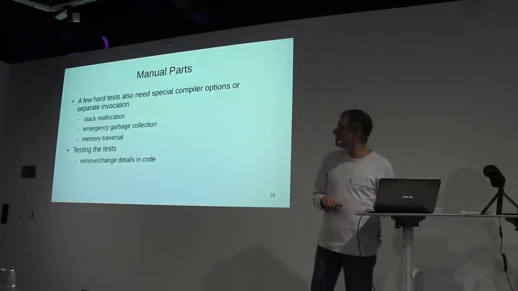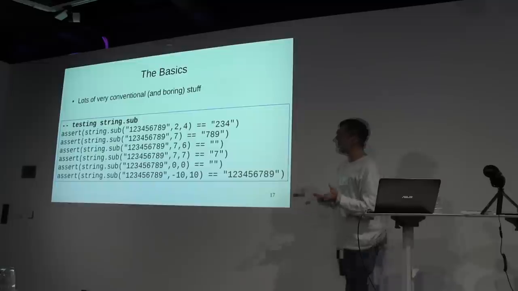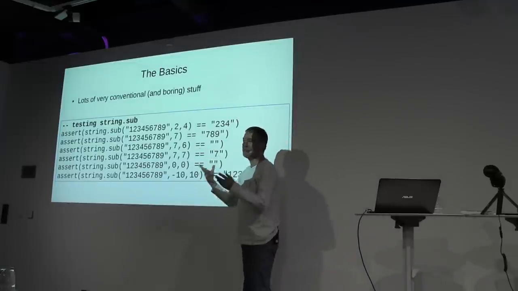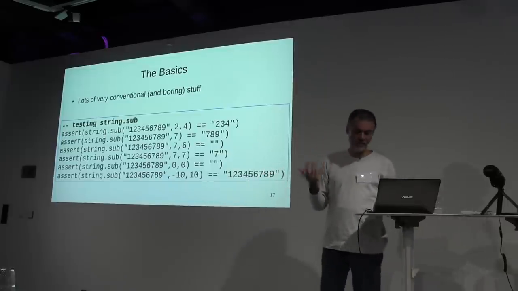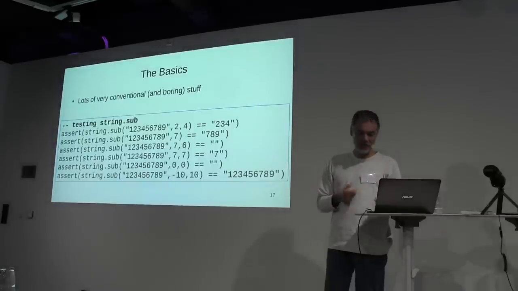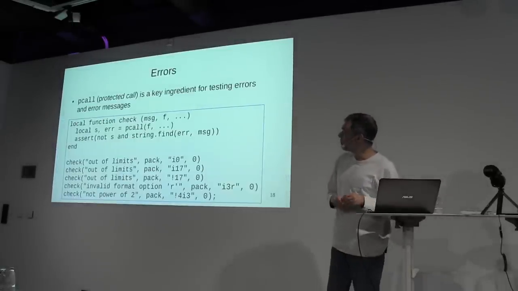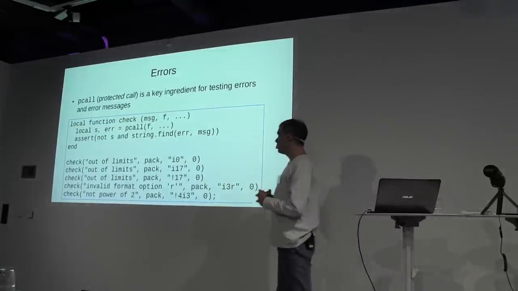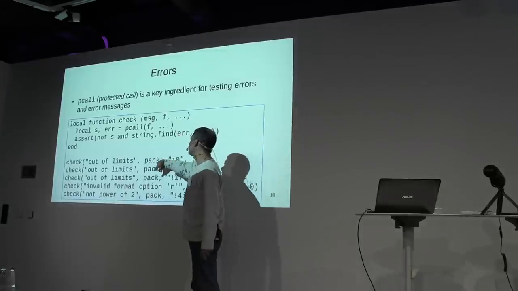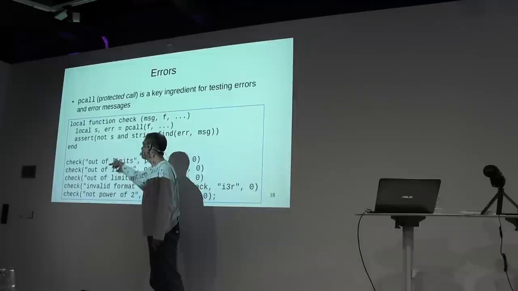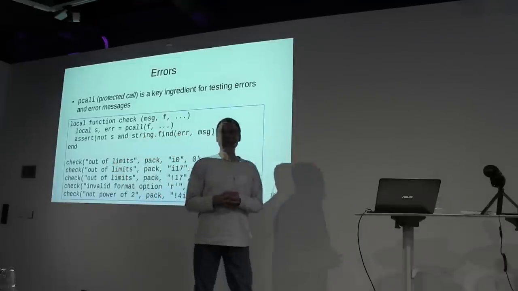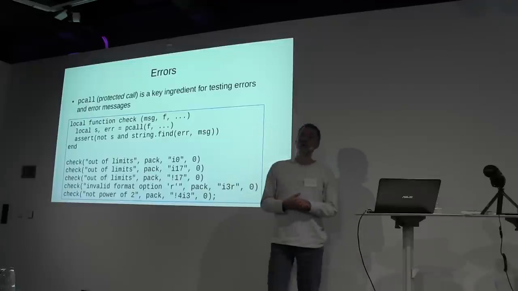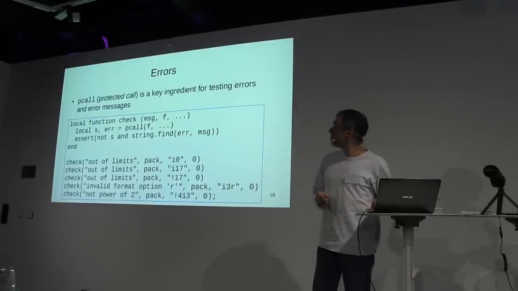We do not have anything automatic about it. Well, the basics, of course, there's lots and lots of very conventional and boring stuff, just calling functions, checking the results, for all kinds of combinations of input, valid inputs, invalid inputs. Of course, we have a lot of checks for errors. We call the protected call, it's a key ingredient. So we define functions like check that calls a function with some parameters and checks whether the message has some kind of string inside it. So again, we have lots and lots of tests like that, but that's very boring.